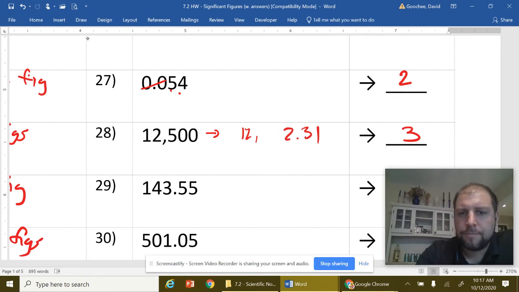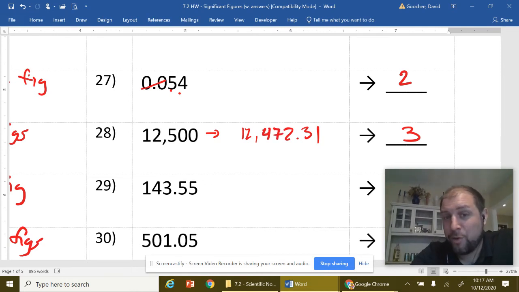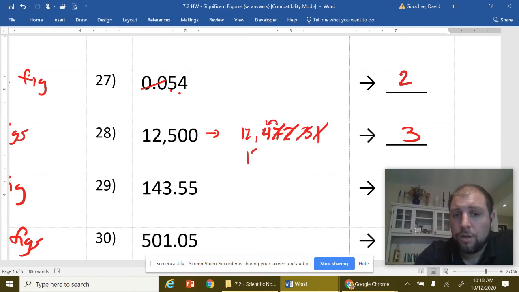So maybe the actual price of my car was $12,472.31 after tax and fees, but that's not what I told you. I rounded away this. I rounded away that. I rounded away the ones place and the tens place. All right, and that means that this gets rounded up. So I'm only giving you 3 digits worth of information. You don't know what this zero or that zero actually is because it was rounded. Okay.